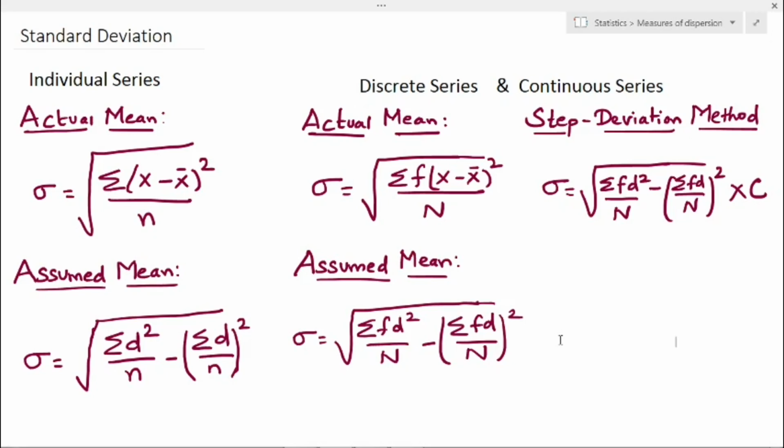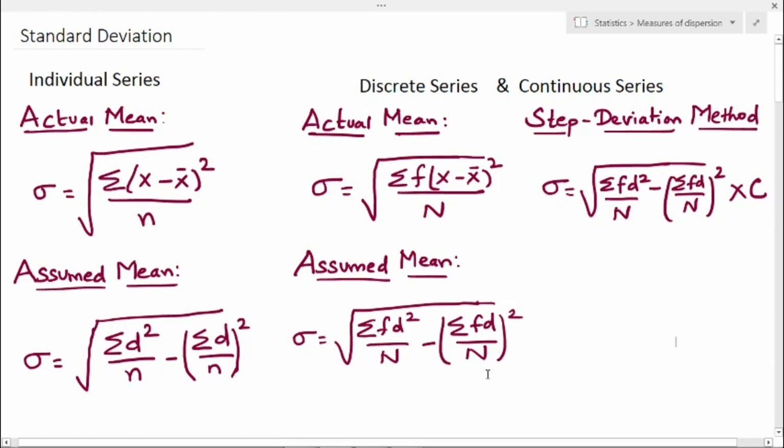In this video, we learn about standard deviation. Standard deviation is the most important and widely used measure of dispersion. The important fact is that it is free from those defects from which the earlier methods, that is range and quartile deviation, suffer, and it satisfies most of the properties of a good measure of dispersion.